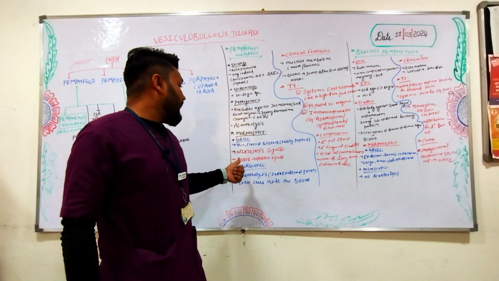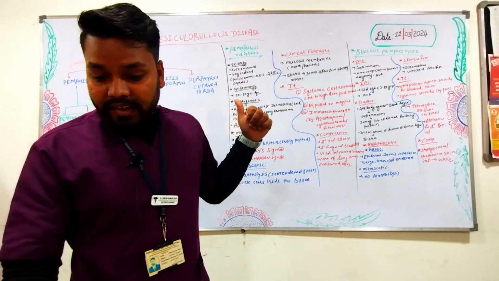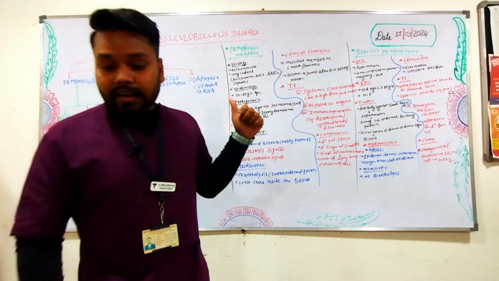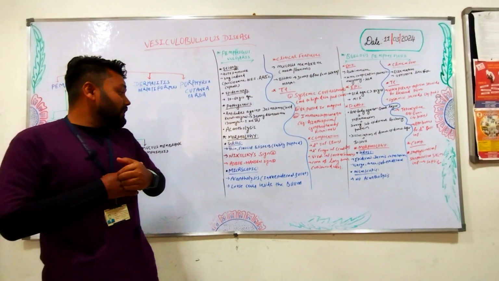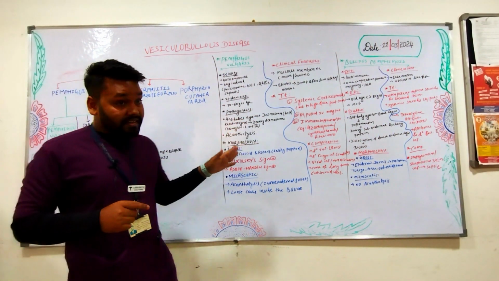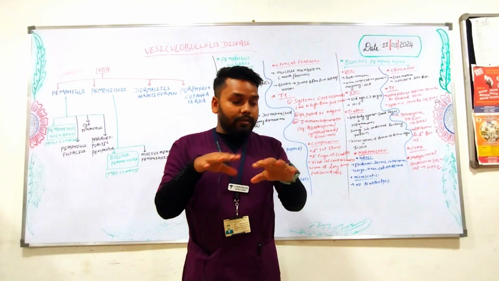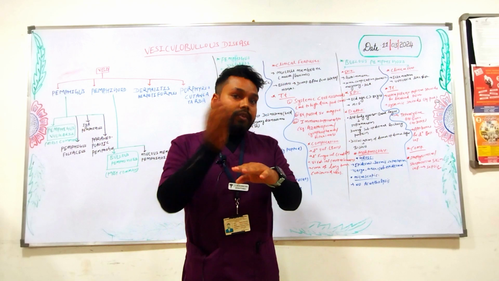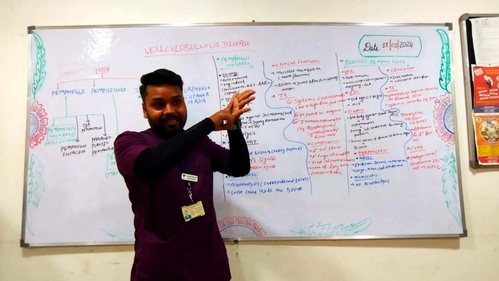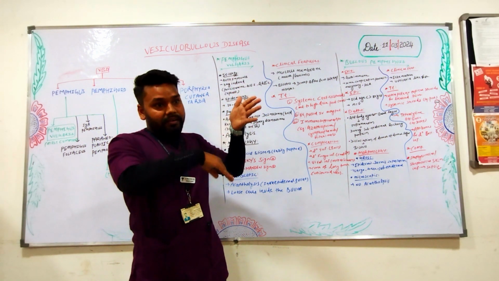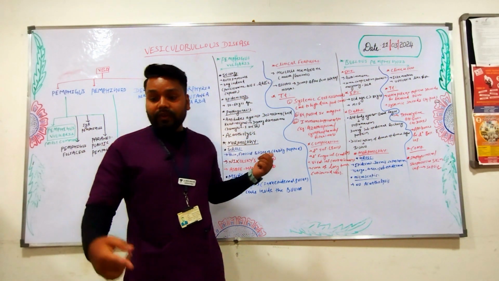Nikolsky sign and Asboe-Hansen sign will be positive in pemphigus vulgaris. In the morphology section I have given pictures of the Nikolsky sign, so you can see what it is. The Asboe-Hansen sign is when you press the bulla, the blister will spread from the bullous area to the non-bullous area. The Nikolsky sign means that after popping, when you press the skin like this, the skin will slide and separate from the main body. That is called the Nikolsky sign. You can see it in the picture.